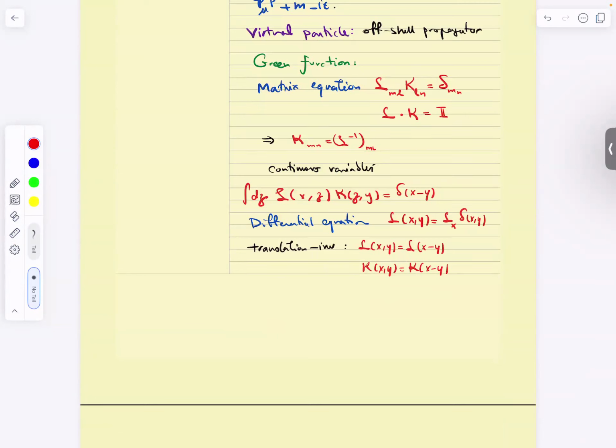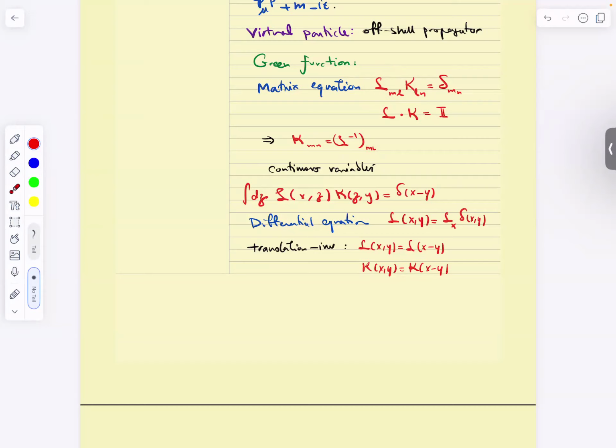Before talking about green functions, let me just tell you about a simple setup. Forget about green functions for now. You have a matrix K, and there is another matrix that's multiplying it on the left, and it gives you the identity. What is this matrix? That just means that it's the inverse of K, or K is the inverse of that. All right, everybody's with me?